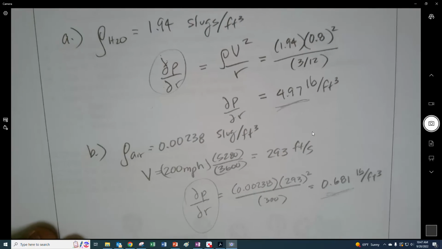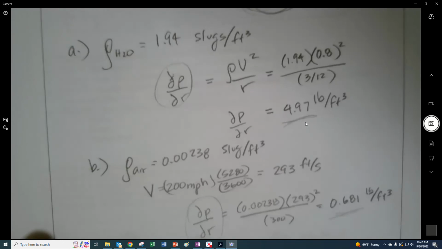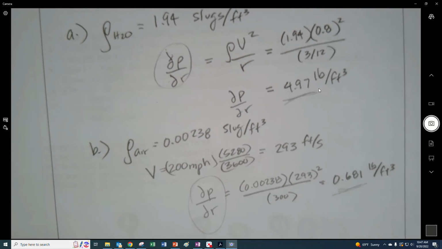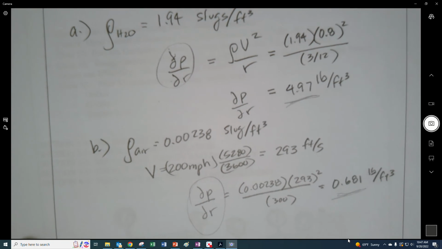We can also do what essentially is Bernoulli across a streamline, but most of the time we just stick with along a streamline, and that's the main Bernoulli. So that's it for this video, just for completeness.